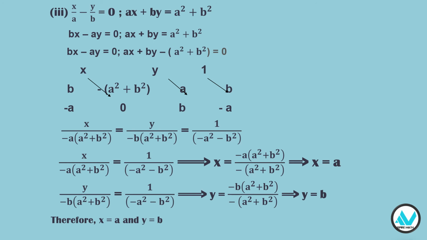Now let's move on to the third question. x by a minus y by b equal to 0. ax plus by equal to a square plus b square. Now let me take the LCM for the first equation. So I get bx minus ay by ab equal to 0.